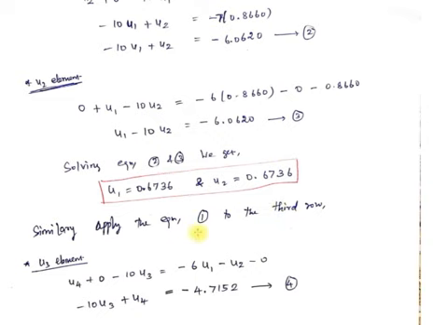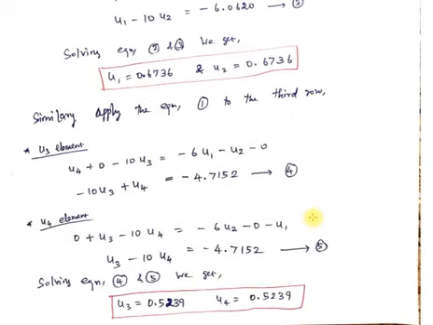Similarly, apply the formula to the third row, for the u3 element and u4 element. Solving these two equations, we get u3 equal to 0.5239 and u4 equal to 0.5239. So, thank you.